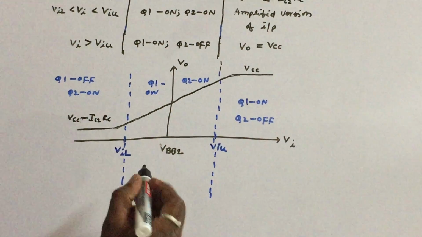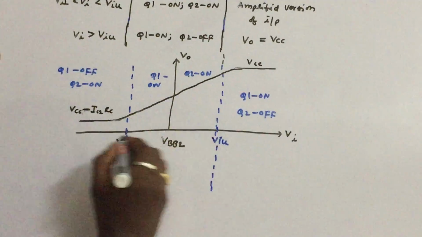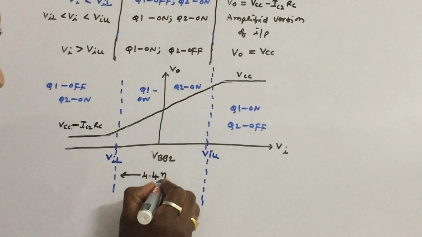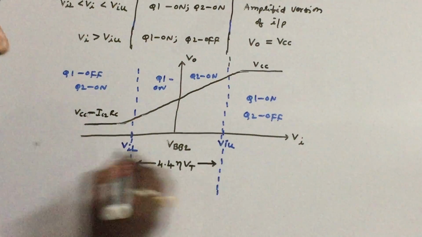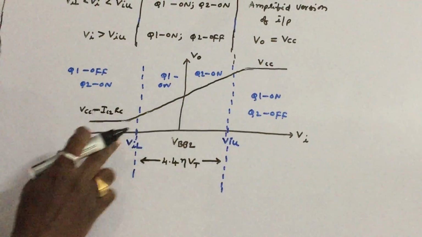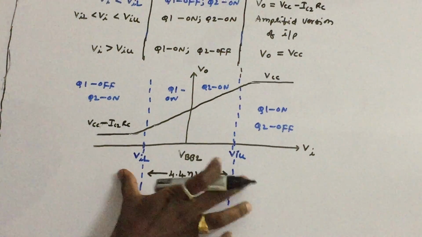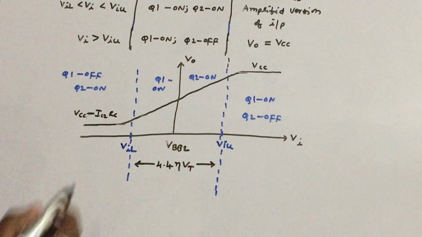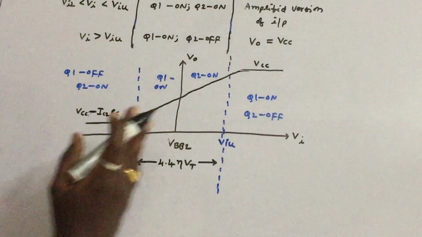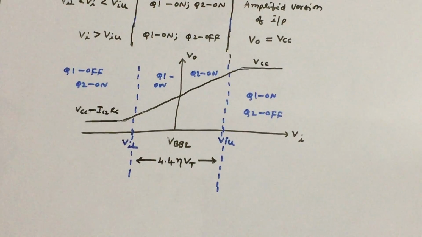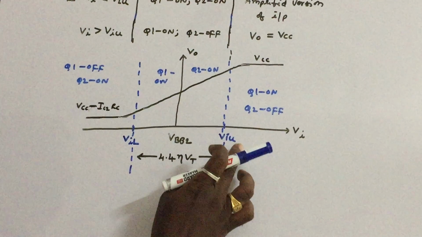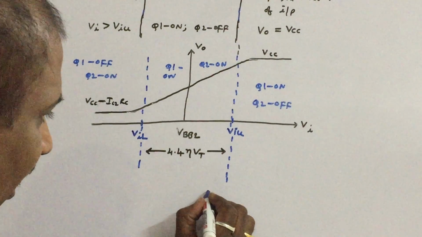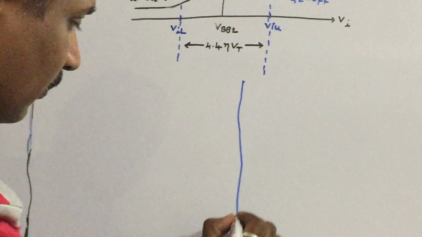One more important point you have to observe: the difference between VIU and VIL is 4.4 into eta into Vt. This is the difference between the upper and lower limit of input voltage, which makes the output a faithful reproduction of the input. This is the clipping region. This is also the clipping region. That is why it is called a two-level clipper. Let us derive why the difference between VIU and VIL is 4.4 eta Vt in the coming session.